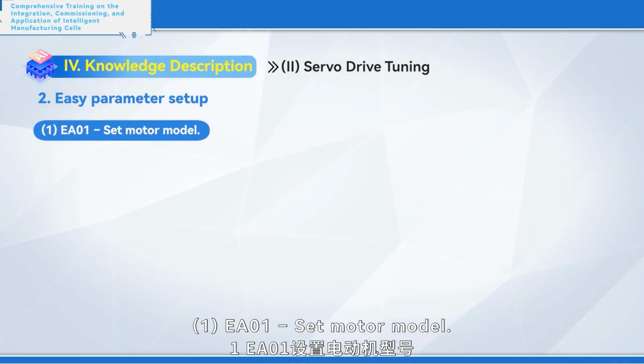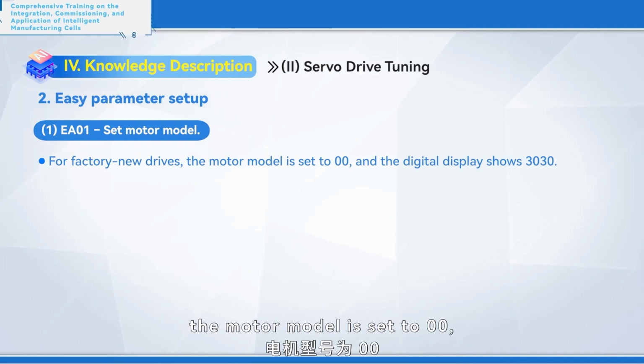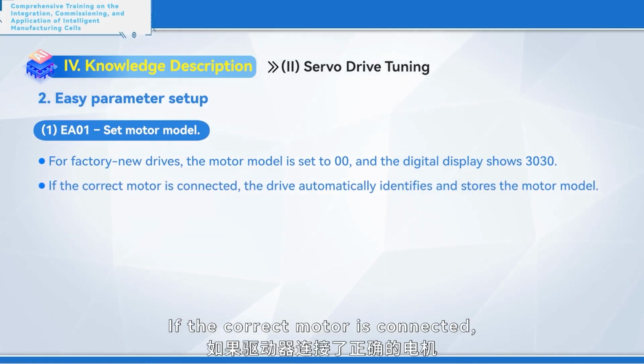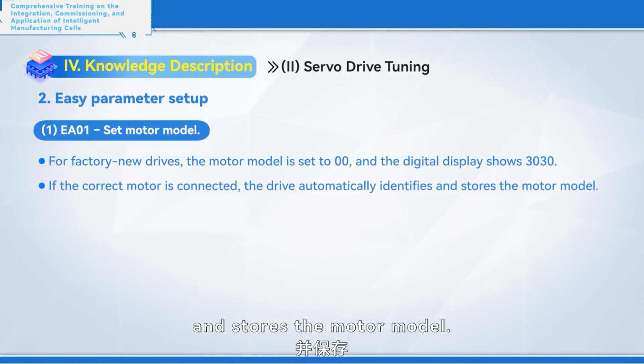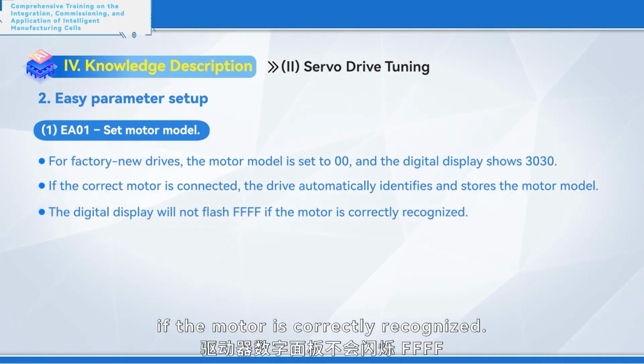1. EA01 Set motor model. For factory new drives, the motor model is set to 00 and the digital display shows 3030. If the correct motor is connected, the drive automatically identifies and stores the motor model. The digital display will not flash FFFF if the motor is correctly recognized.